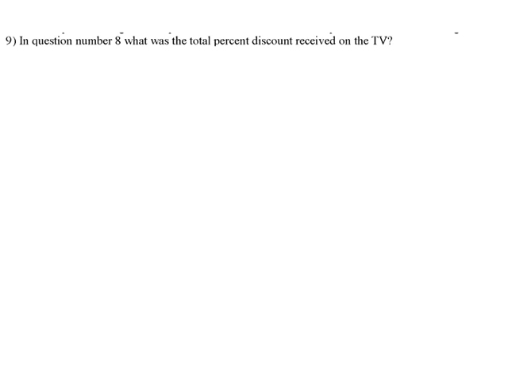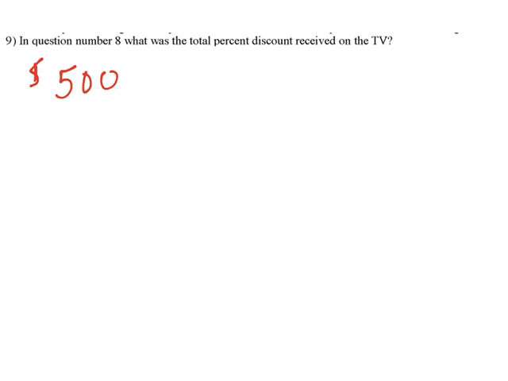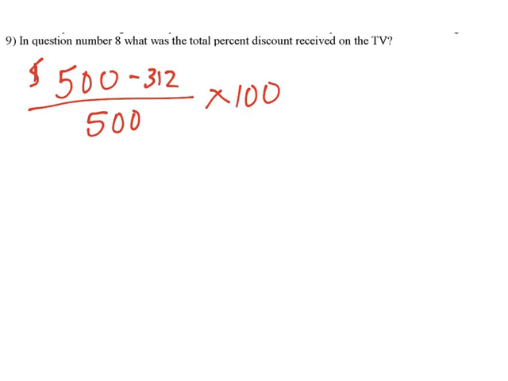Okay, in question number 8, what was the total percent discount received on the TV? Well, the original price of the TV was $500, and we found, or the problem even told us, that the second discounted price was $312. So this problem is really just this simple. So we do 500 minus 312, divide that by 500, multiply that by 100, and we get the total discount or total percent decrease was 37 6/10%.